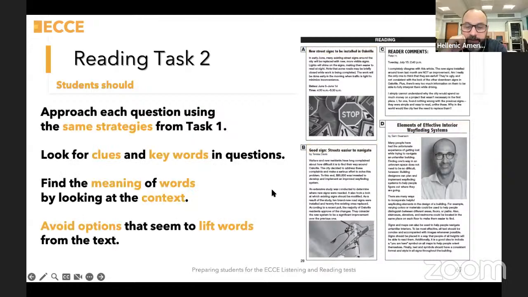So again, we're approaching this task using the same strategies as for task one, following the order that the questions are presented, looking for clues and keywords in those questions, and of course synonyms and paraphrasing in the passages themselves. And we always avoid options that appear too easy to be the correct answer. Avoid options that seem to lift words from the text. This is usually not the right choice.